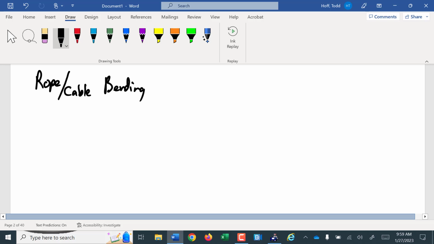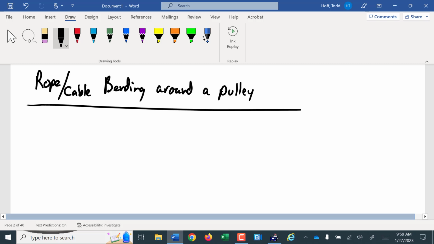So let's talk about a rope or a cable bending around a pulley. This textbook doesn't use the term cable, they just tend to use the term steel rope. Same thing, it's basically just a cable. And when we're looking at any rope or cable bending around a pulley, the first thing we have to worry about is something called a bending ratio.